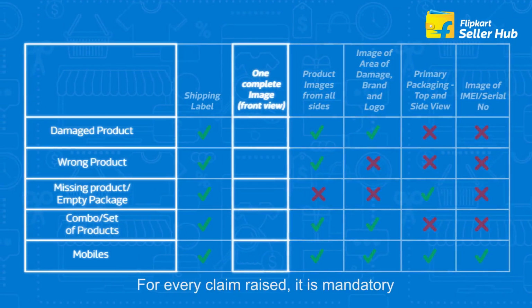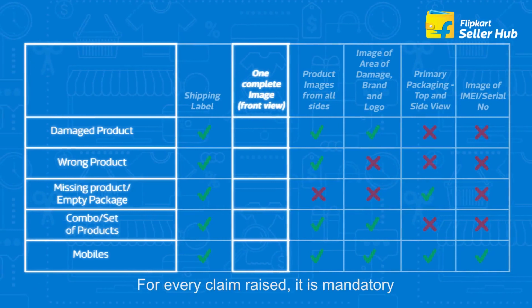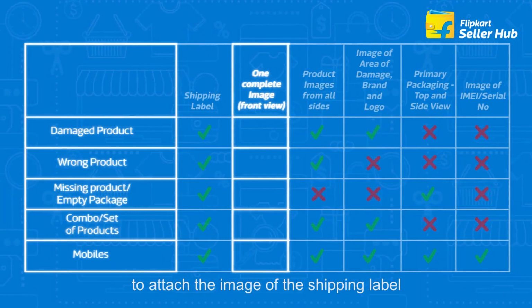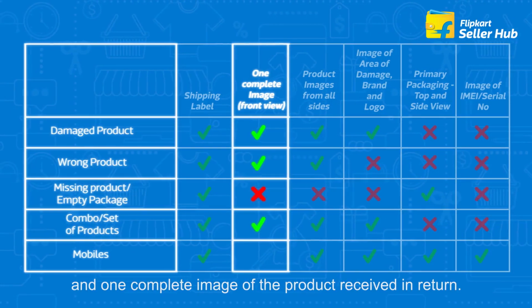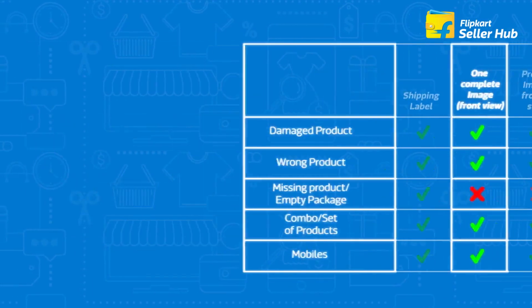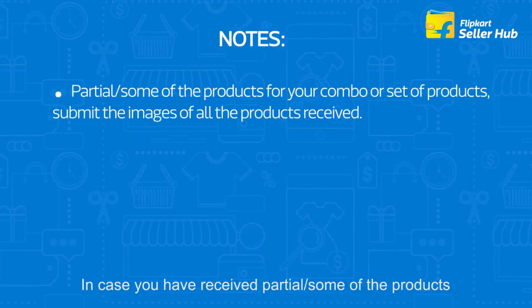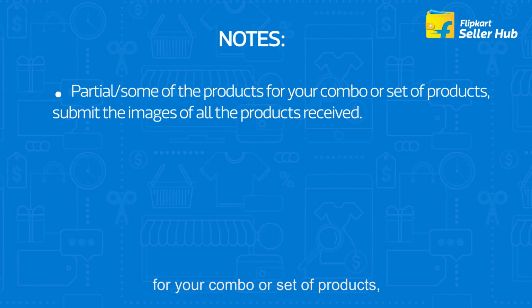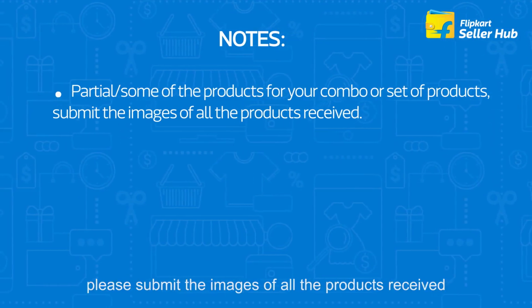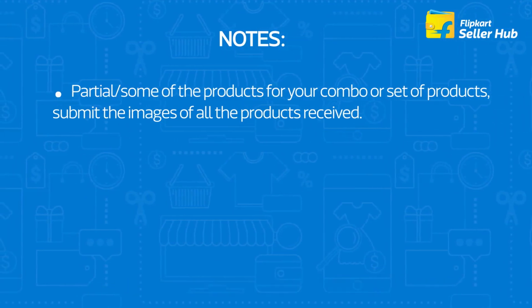For every claim raised, it is mandatory to attach the image of the shipping label and one complete image of the product received in return. Notes: in case you have received partial or some of the products for your combo or set of products, please submit the images of all the products received.